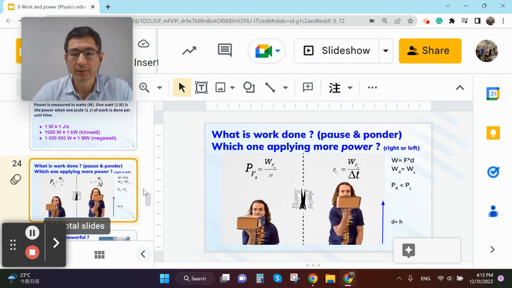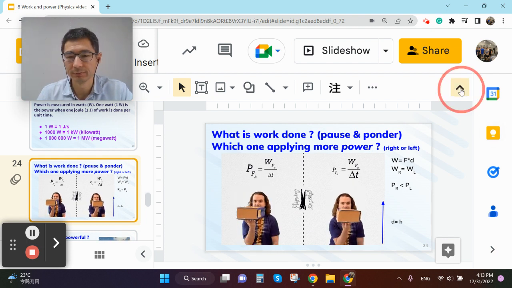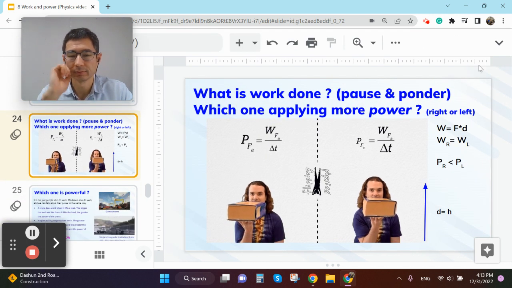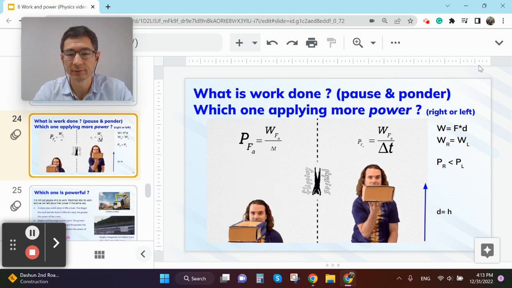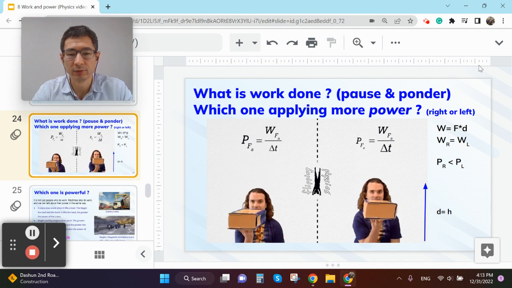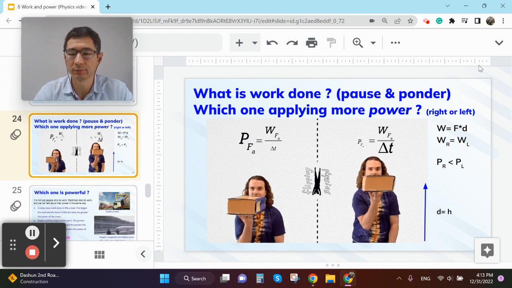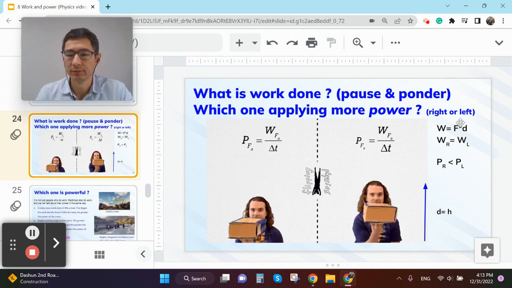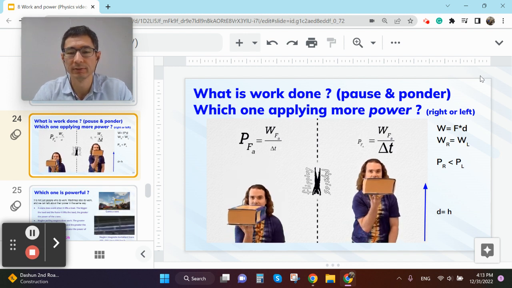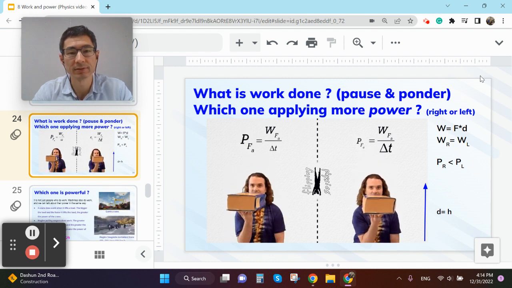Okay, right. Now, in this case, please just take some time and ponder. Here the teacher on the left and the teacher on the right are applying some force on a book, lifting the book. What's the work done? And please think about it: are they applying the same power? Is the applied power the same or not?